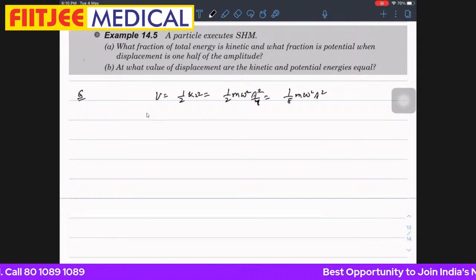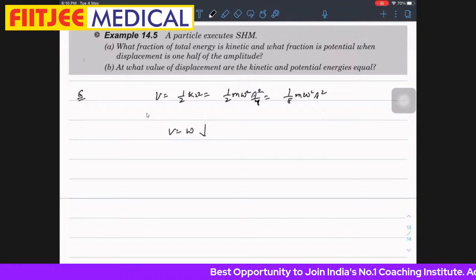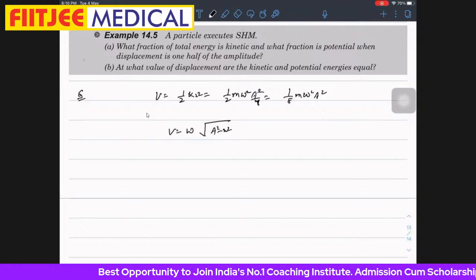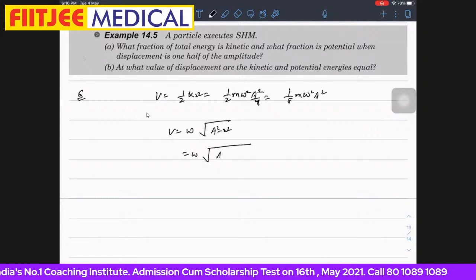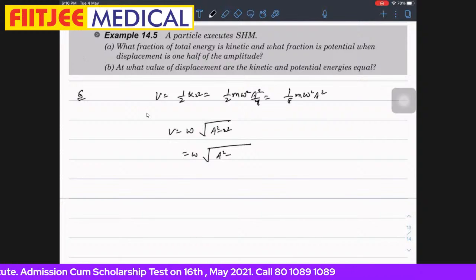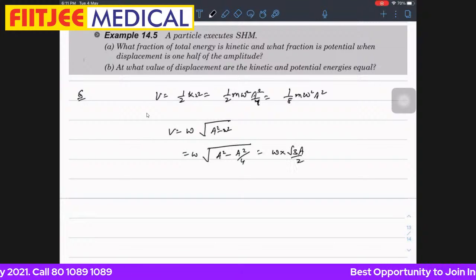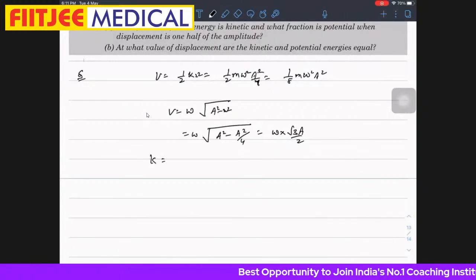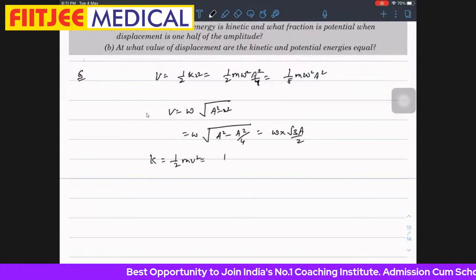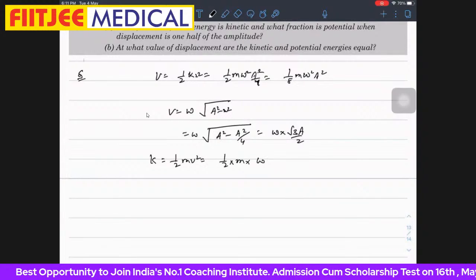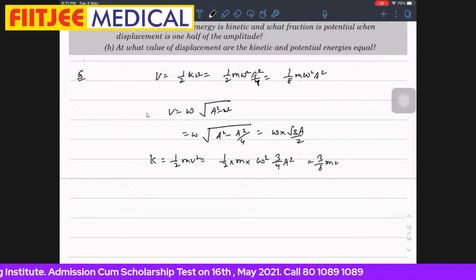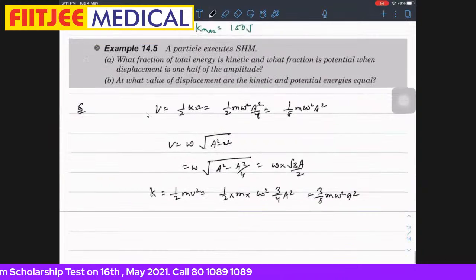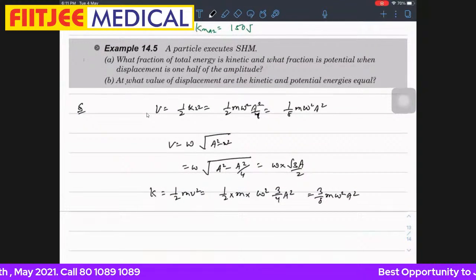How to write kinetic energy? We need velocity. So see this equation I have written at the start: v equals omega root of a square minus x square. x we have given as a by 2, so a square by 4. So v is omega into root 3 a by 2. So kinetic energy I can write as half m v square, so half into m into omega square into 3 by 4 a square. So 3 by 8 m omega square a square. This is the first part answer.